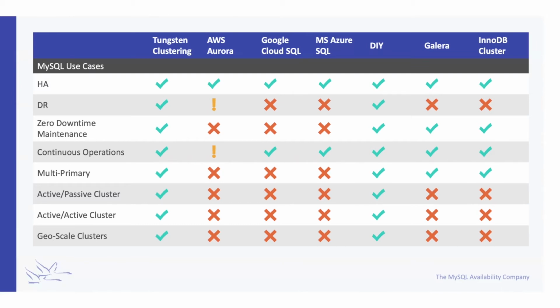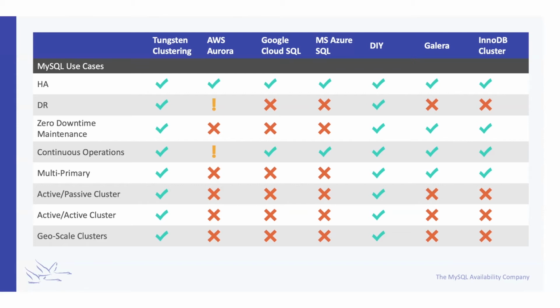Zero downtime maintenance is also important. I think every DBA has gone through this where there has to be some major maintenance. How is that going to impact the application? Or does it even impact the application at all? And again, that flows with continuous operations. We need our application to be up, especially for large enterprise applications. We can't afford downtime, and that includes maintenance.